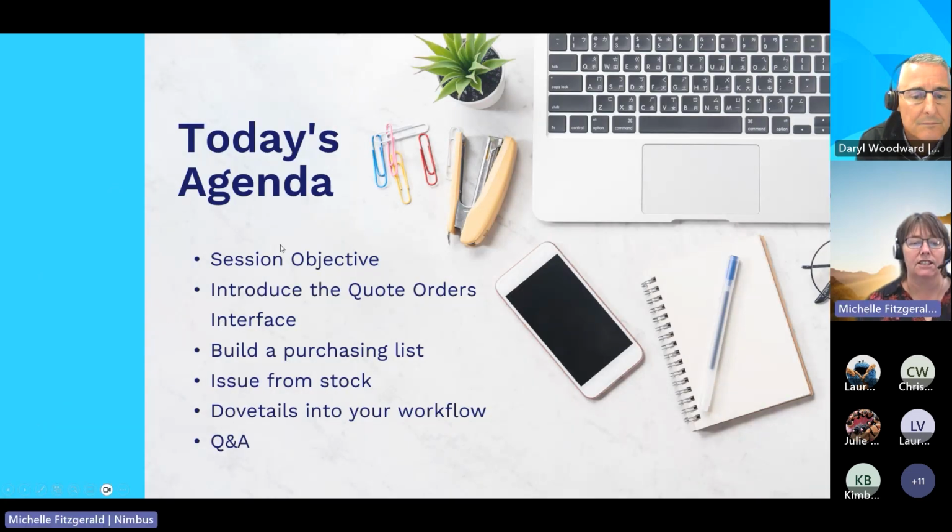So today's agenda, we've just looked at the session objective. So what we're going to do next is introduce the quote orders interface. We're going to build a purchasing list from the quote order, issue an item or a couple of items from stock, and show how this can dovetail into your workflow.